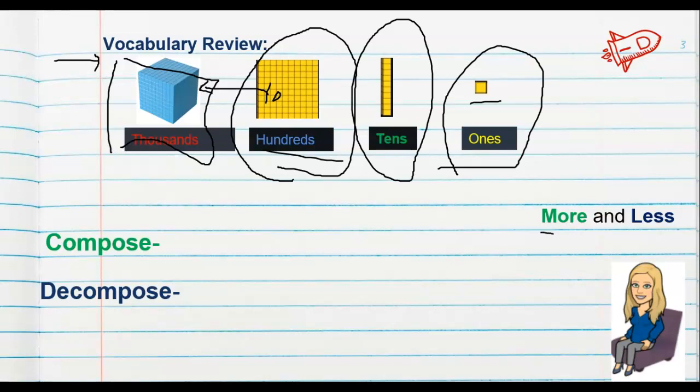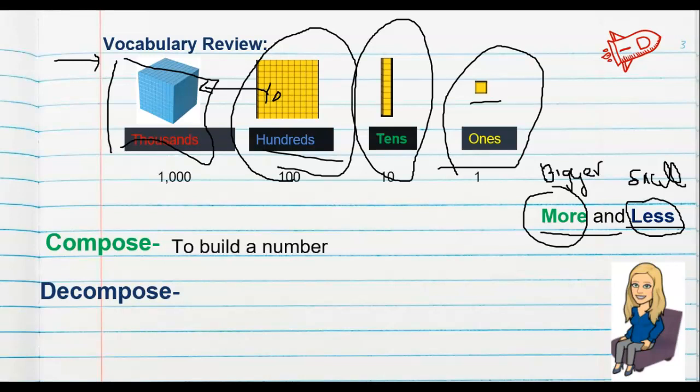Then we have the word more and less. What does the word more mean to you? It means bigger. So the word more means bigger or larger, right? What does the word less mean to you? Think about it. It means smaller. Something's less, it means it's a smaller amount. Then we have the word compose, which is to build a number. And then we have the word decompose, which we did last time, is to break a number apart into different ways you can make it.